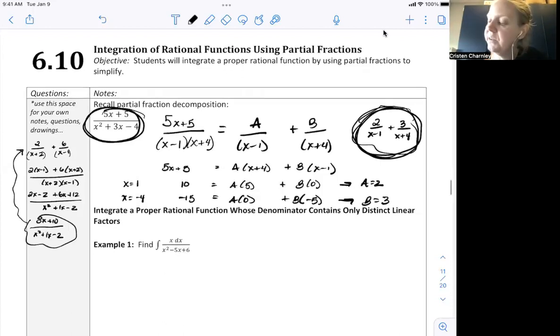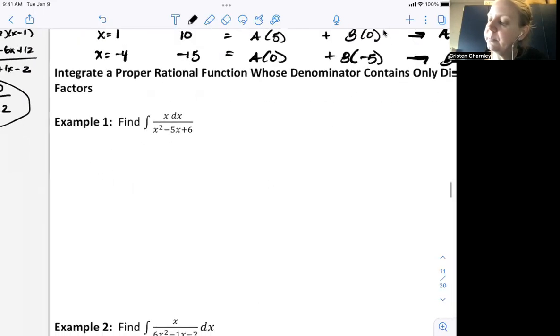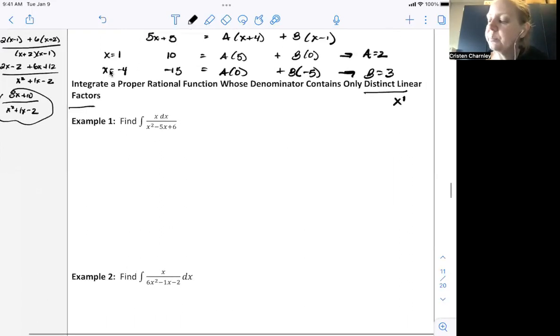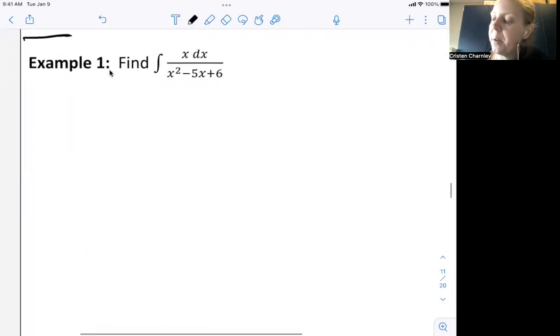So let's give this a go here. Integrate a proper rational function whose denominator contains only distinct linear factors. So linear means it's x to the first power. Distinct means you don't have anything that repeats. If you recall, when you have repeating factors, some special things happen. So let's start with the original problem.